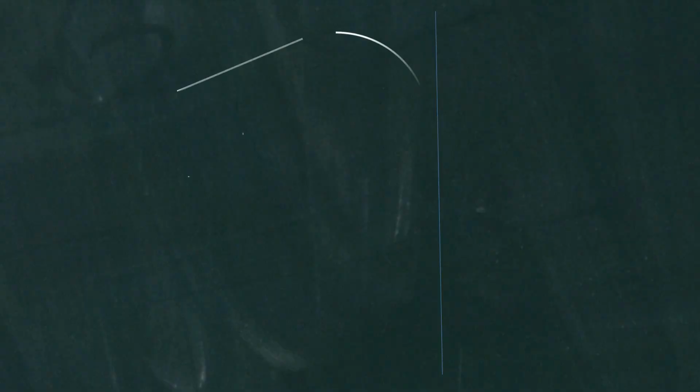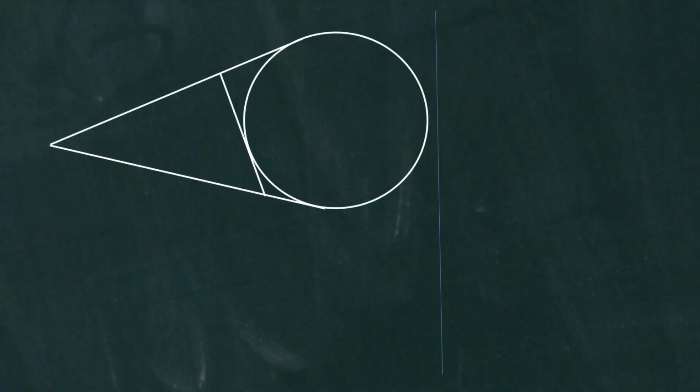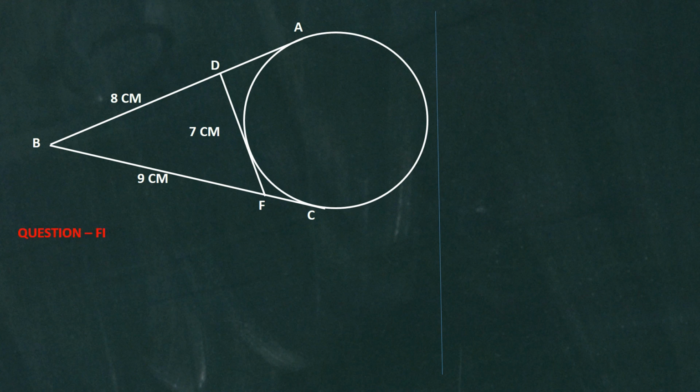In today's lesson, we do have a circle that has two tangents that externally meet and one tangent that just passes it. The ones that intersect at point B are AB and BC, while the one that touches it is FD. We are given that BF is 9 centimeters and BD is 8 centimeters, while FD is 7 centimeters. We are asked to find the radius of this circle.